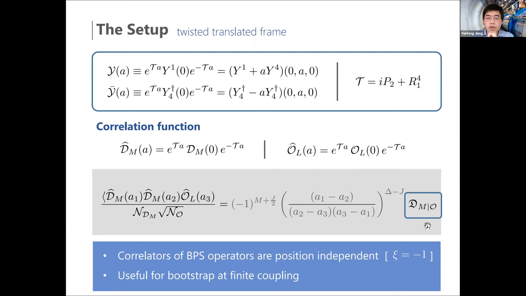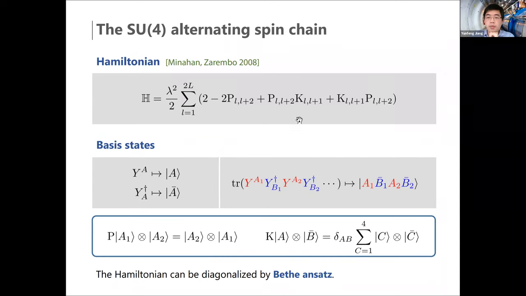So now the question we are facing is how to compute this number using integrability. And as I said before, we are in the SU(4) sector. So we have a spin chain and we need to say something about the spin chain. So this is the Hamiltonian of the SU(4) alternating spin chain. At each odd site, we have a scalar field Y^A, which can be mapped to some vector A, where A goes from one to four.